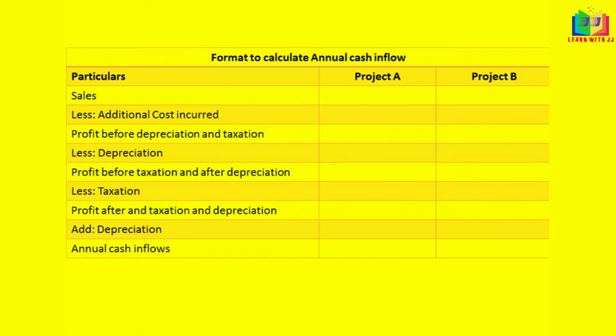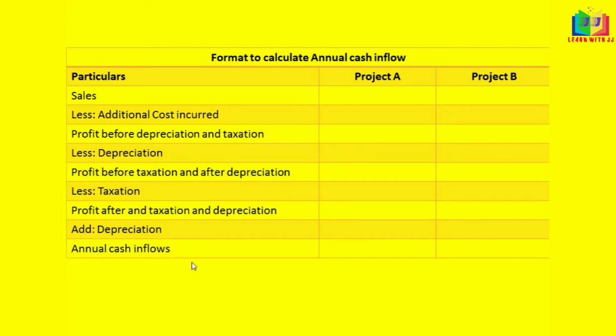Now we'll see the format to calculate the annual cash inflow. This format we already saw in our previous video. That is sales minus your cost. You'll get the profit before depreciation and tax, and we have to subtract the depreciation, then subtract the taxation, and add back the depreciation. We'll get the annual cash inflows.